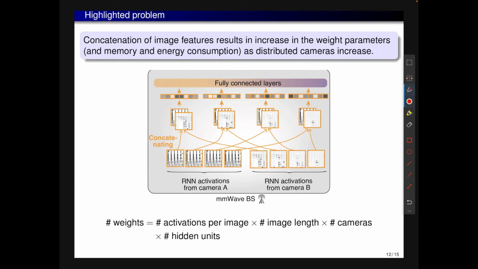In the experiment, we employ concatenation as the feature aggregation method. That is, say, camera A is an image and camera B is an image. In this case, as the number of cameras increases, the fully connected layer size becomes higher, and that means the energy consumption and memory bandwidth become higher as well.